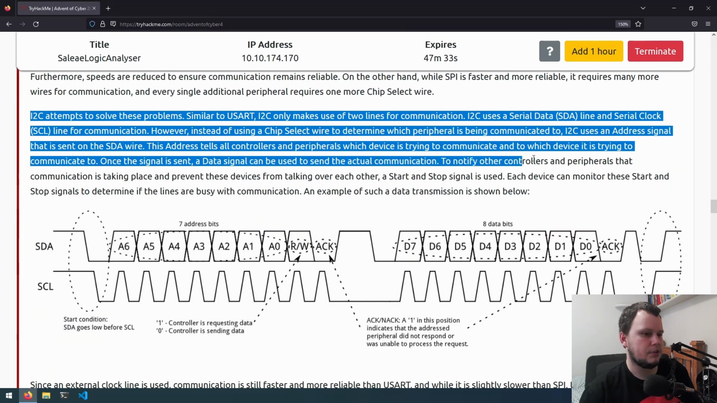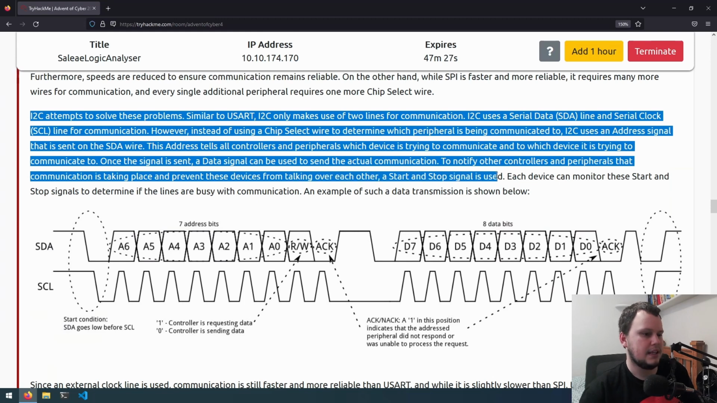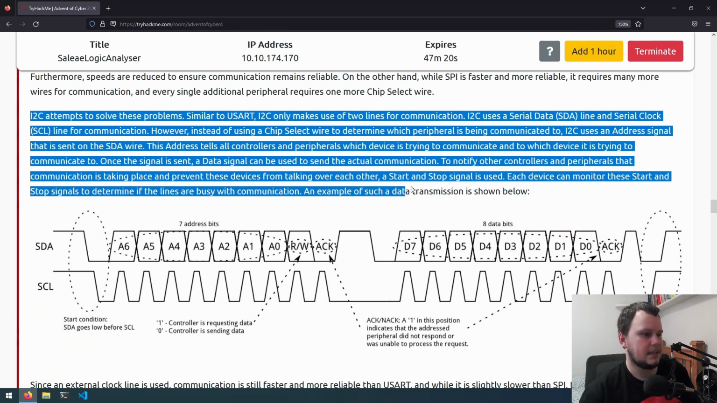To notify other controllers and peripherals that the communication is taking place and prevent these devices from talking over each other, a start and stop signal is used. Each device can monitor the start and stop signals to determine if the lines are busy with communication. An example of such data transmission is shown below.